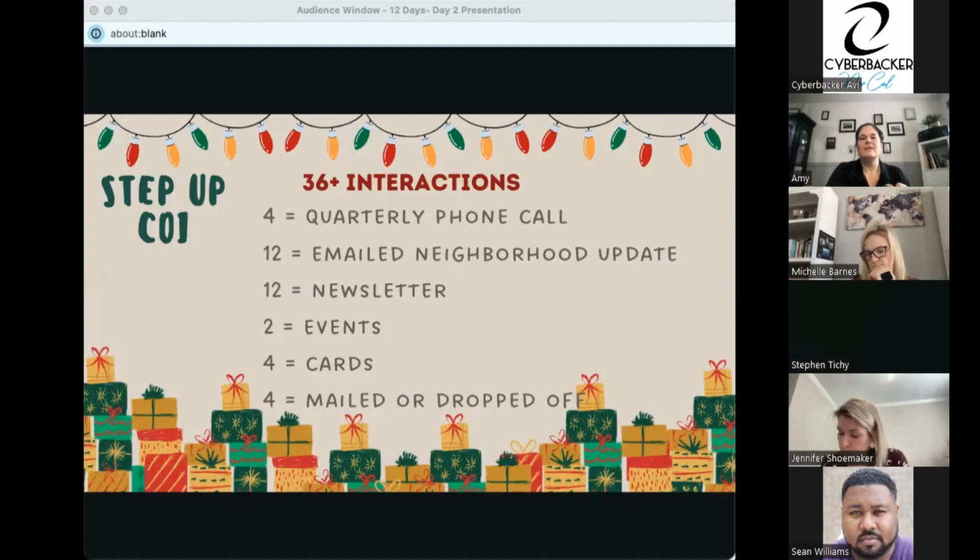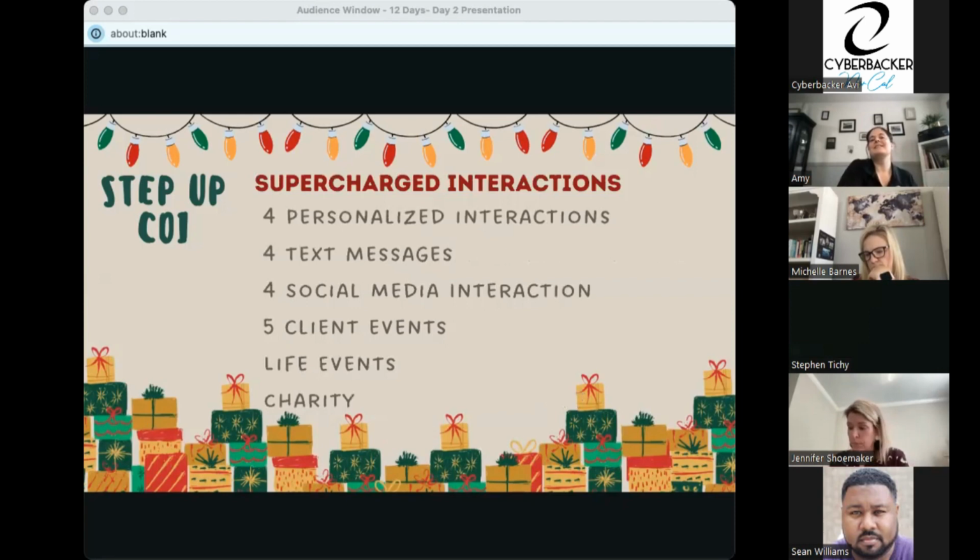Okay, we're going to talk now about supercharged interactions, how to take it beyond 36 to the next level. So 36 is the minimum, and in order to yield that return on our database to get that 1 in 12, we need those 36 interactions. If we want to increase our ratio even higher and collect more referrals, then we have to supercharge it.